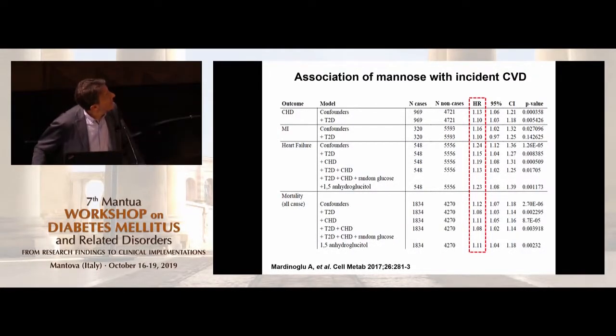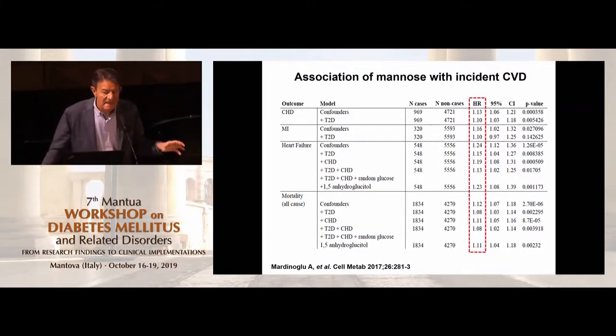And as you can see, whether you use this or the other confounder, presence of diabetes or not, the association of mannose with incident cardiovascular disease, now as a syndrome, is always on the right side of the unity line. And this was statistically significant. This was a very large study, the British segment of the Norfolk study.